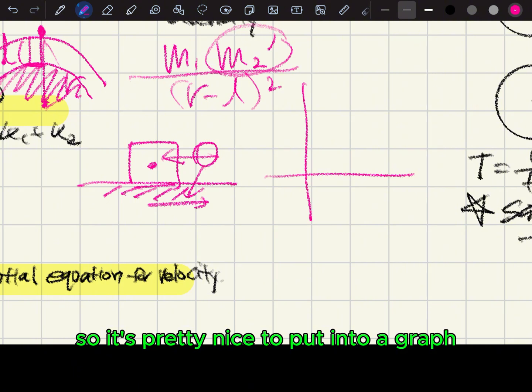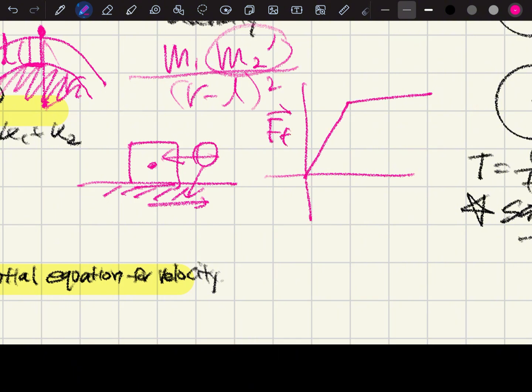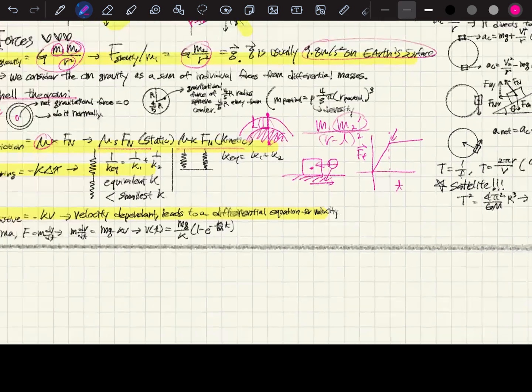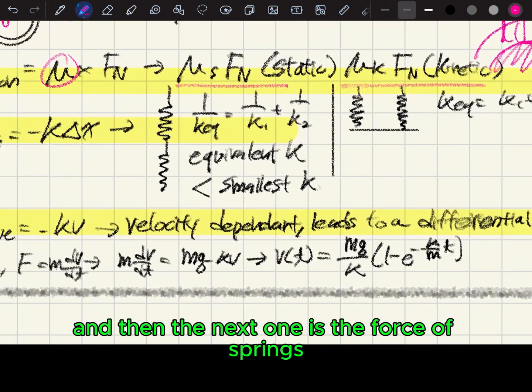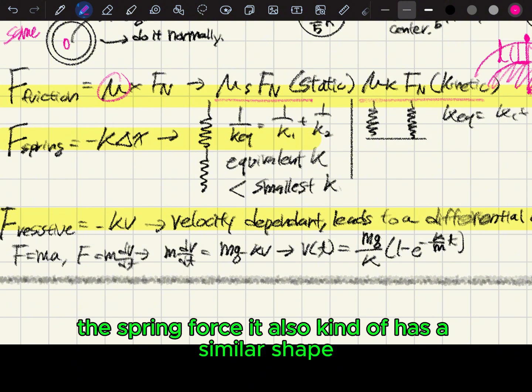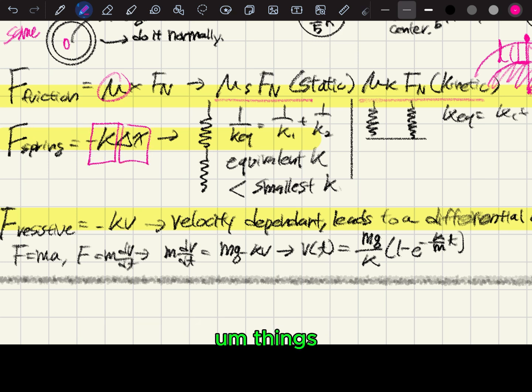So it's pretty nice to put into a graph, because if force of friction and time was in a graph like this, this would be the point in which the static friction turns into kinetic friction. Because until then, it keeps on rising until it starts actually moving. And then the next one is the force of springs, the spring force. It also has a similar shape.